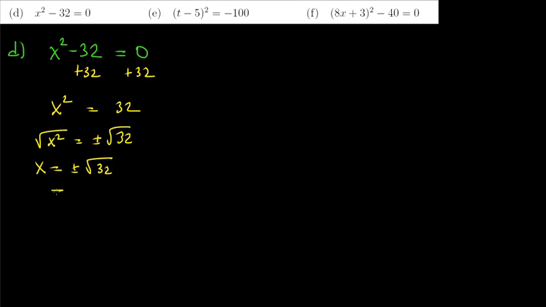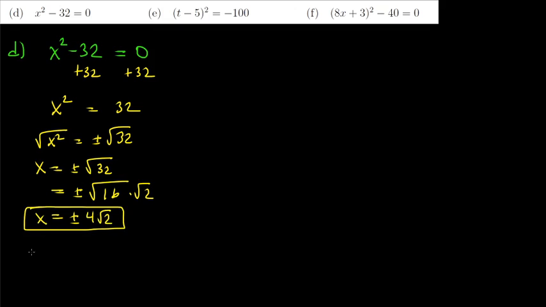But we should simplify that, right? So 32 is 16 times 2, and the square root of 16 is 4. So x is just going to be plus or minus 4 square root of 2. And you can write them separately, 4 square root of 2 and negative 4 square root of 2. But in this case, you can also write them together.